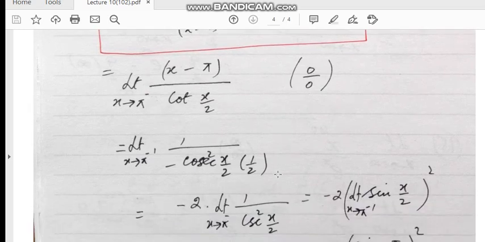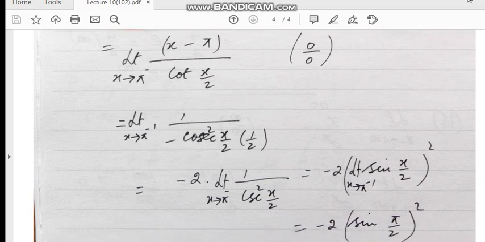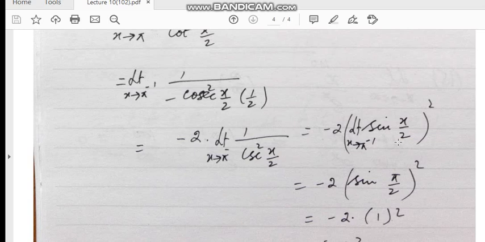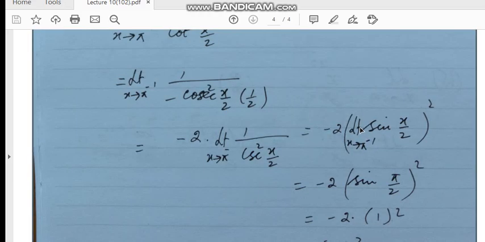Now derivative of numerator is 1, because the derivative of x is 1, and derivative of denominator is minus cosecant square x by 2. Then putting the limits, I know 1 over cosecant is equal to sine. I have written sine and then enclosed it within the square, and sine pi by 2 is equal to 1, and its square, that is equal to minus 2.